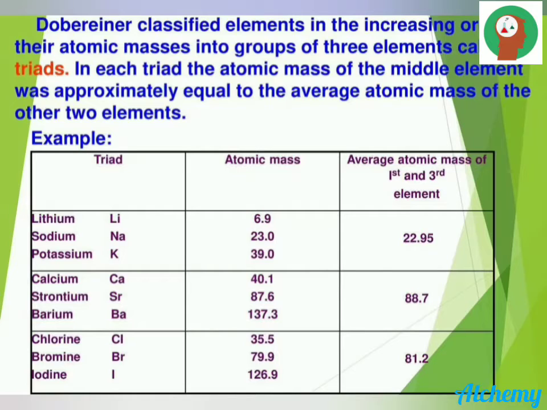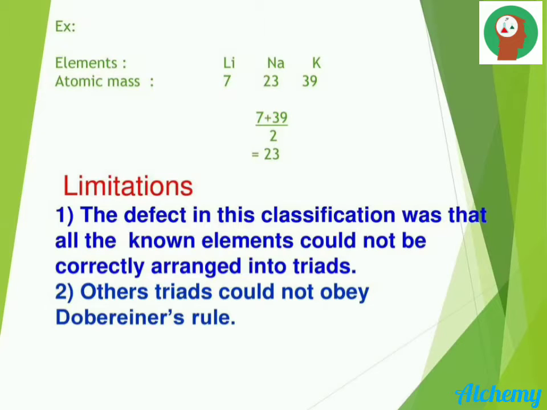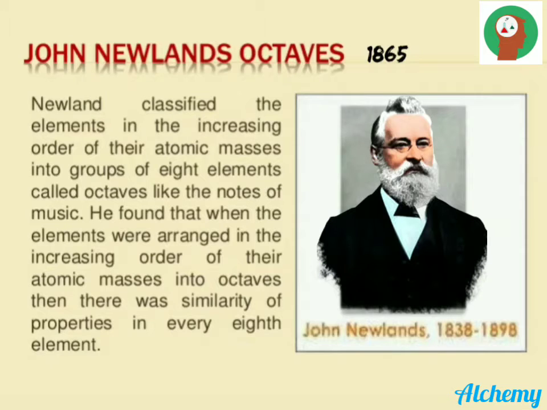other two elements. The first triad consists of three elements: lithium, sodium, and potassium. The second triad consists of calcium, strontium, and barium. The third triad consists of chlorine, bromine, and iodine. The atomic masses of elements of the first triad, lithium, sodium, and potassium, are approximately 7, 23, and 39 respectively. It is clear that the atomic mass of the middle element, that is sodium, is the average of the atomic mass of the first and the third element, that is lithium and potassium. The demerit of this classification was that all the known elements at that time could not be correctly arranged into triads.